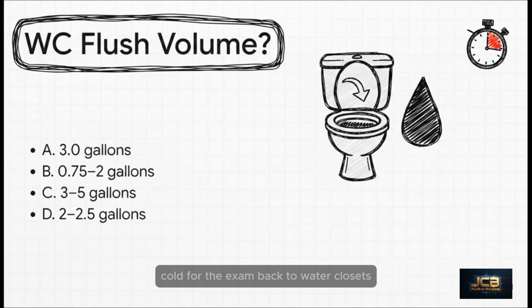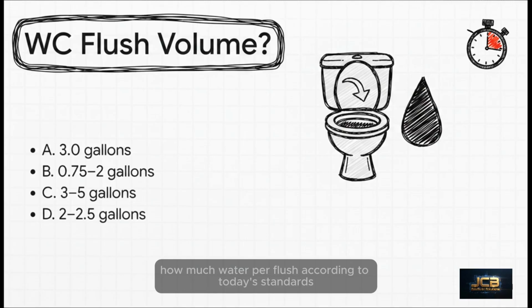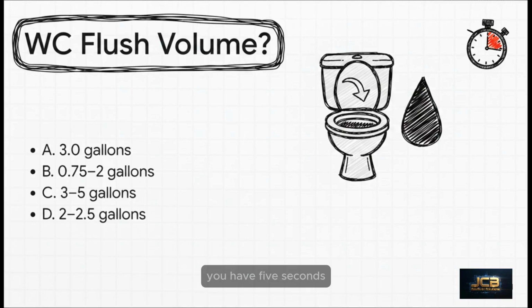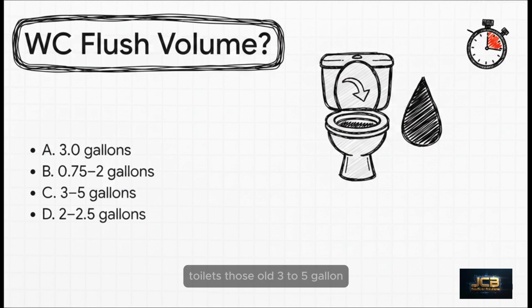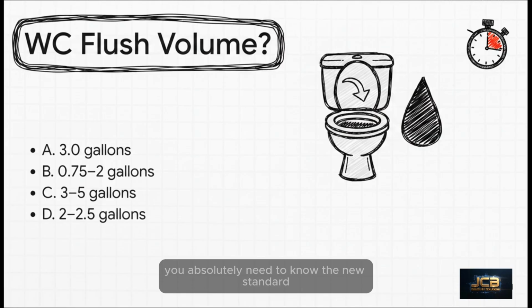Back to water closets. How much water per flush according to today's standards? You have 5 seconds. The answer is B, 0.75 to 2 gallons. This shows that huge shift toward high-efficiency toilets. Those old 3 to 5 gallon monsters are a thing of the past. You absolutely need to know the new standard.